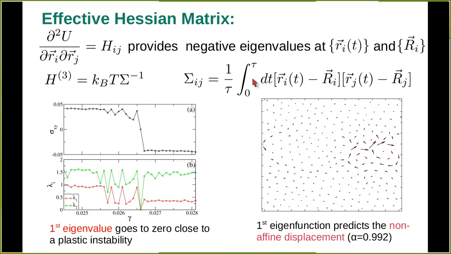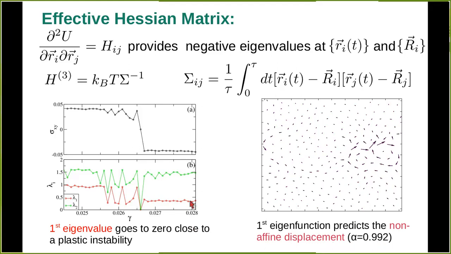Now, one important point to note here is that the zero temperature Hessian explicitly depends on the bare interaction potential or the form of interaction, whereas the finite temperature Hessian does not explicitly depend on the form of interaction. These are the results which I have produced by using H3. So when there is a stress drop, the first eigenvalue associated with this Hessian approaches 0. And here I have plotted the non-affine displacement field associated with this stress drop and the first eigenfunction associated with this eigenvalue together. As you see, they are in good agreement and the coefficient of agreement is 0.992.